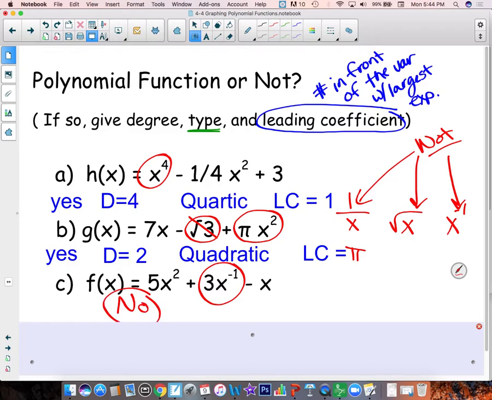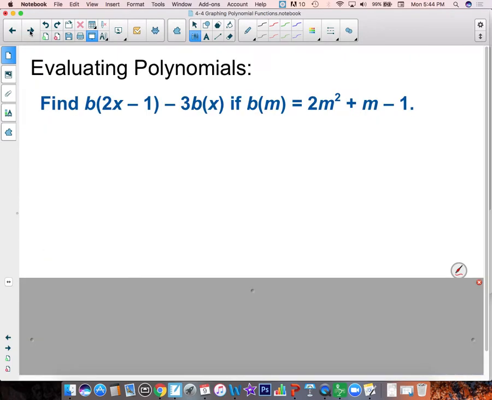Alright, so next one. I want you to make sure you write this down. You're going to have to know how to do this. We're evaluating polynomials now, and it is in function notation. We've done function notation before, so we're not going to spend a whole lot of time reviewing it. But just remember what you do with the stuff inside the parentheses. Take a few seconds to write this down. Pause the video if you need to.